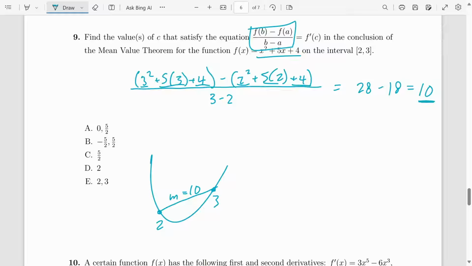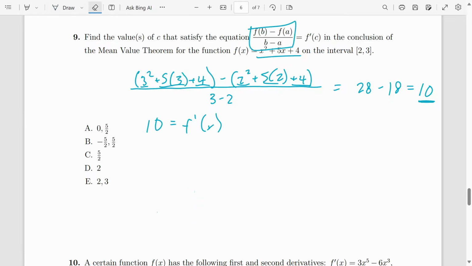So now what we're asked to do is find that one point c where the slope of the tangent line is also 10. In order to do that, we just set f prime of x equal to 10 and then solve for x. So let's do that. We replace f prime of x with the first derivative of f. That is going to be 2x plus 5 equals 10. And now we solve for x. So we subtract 5 from both sides. We get 2x equals 5. Divide both sides by 2. We get x equals 5 halves. Answer choice C.